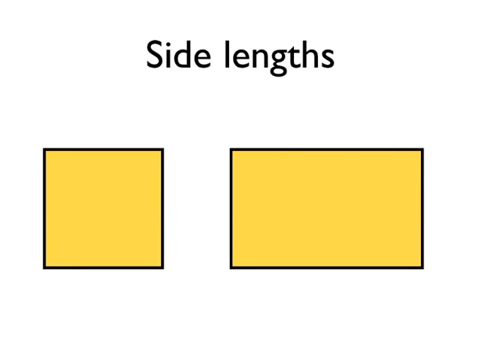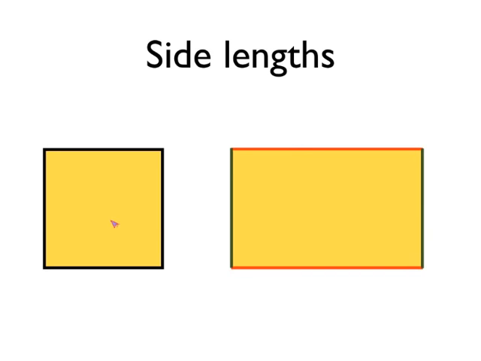So let's have a look at how we can tell different shapes apart just by looking at the side lengths. Here I've got a rectangle and a square. If we look at the square, on the square all 4 sides have the same length. Whereas on a rectangle, the opposite sides to each other have the same length. There are 2 pairs of sides which have the same length.